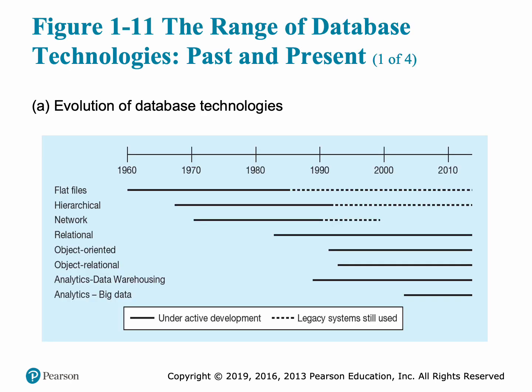The range of database technologies, past and present: in the 1960s, flat files; in the 70s, hierarchical files; and between the 70s and 80s, network files. Between the 80s and 90s, relational databases kicked in, and from the 90s to 2000, object-oriented and object-relational databases kicked in, whereas analytic data warehousing also started between 1980 and 2000, and analytics and big data came into play between 2000 and 2010. You might have heard of Hadoop, HBase, NoSQL, Hive, HiveQL, and all that jazz.